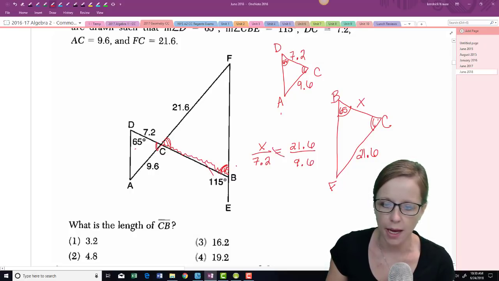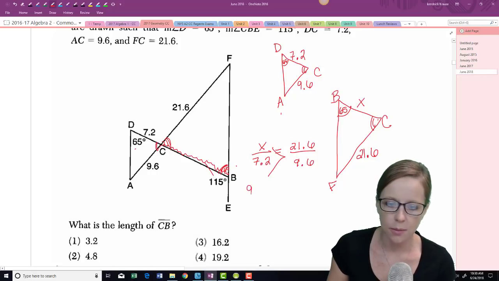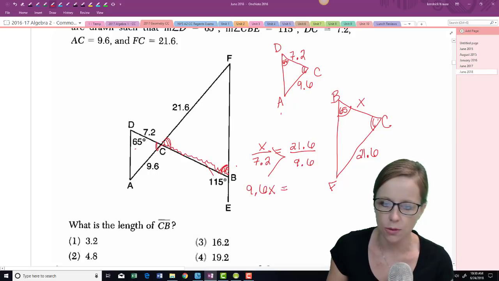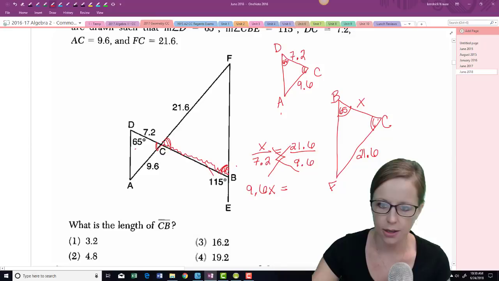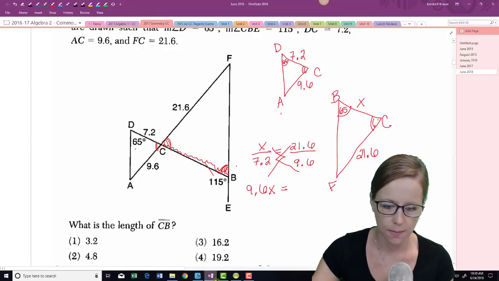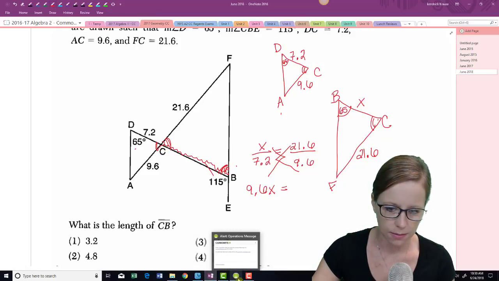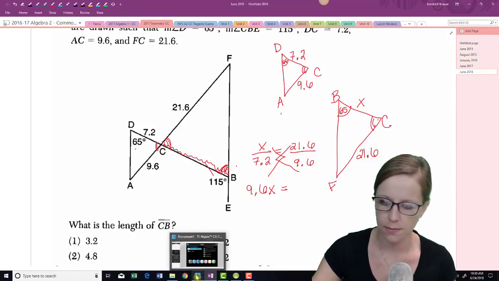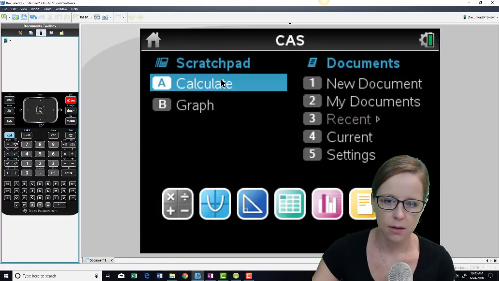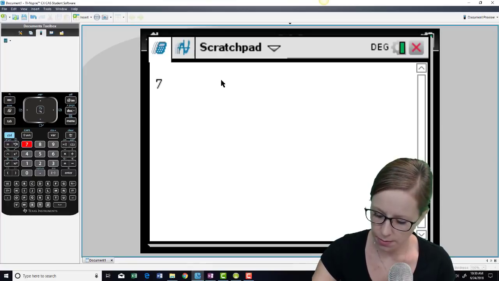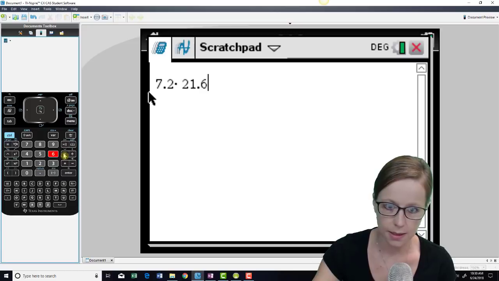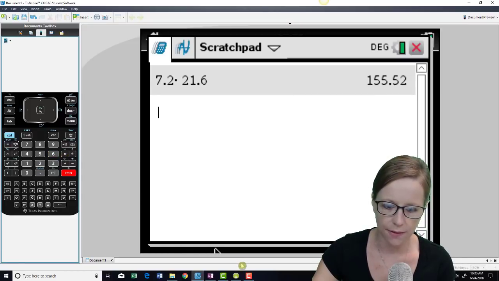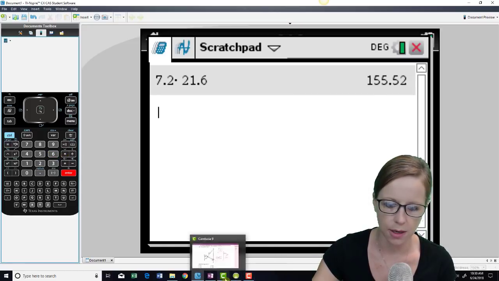You get to cross multiply here. So 9.6x is equal to 7.2 times 21.6. I'm going to need a calculator for that, don't you think? Where's my calculator? That's not it. Found it. So 7.2 times 21.6 is 155.52.